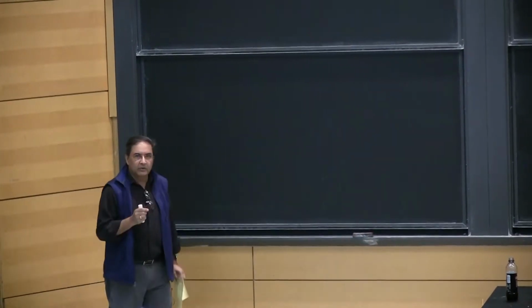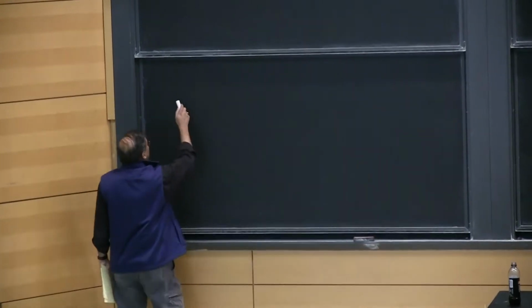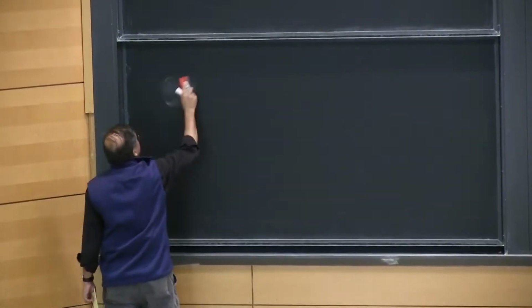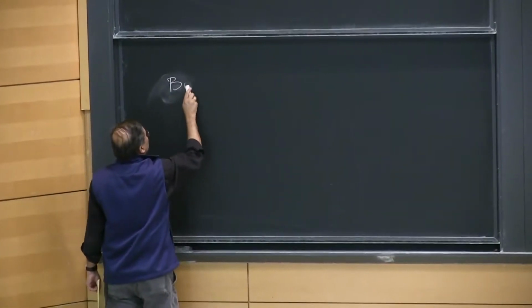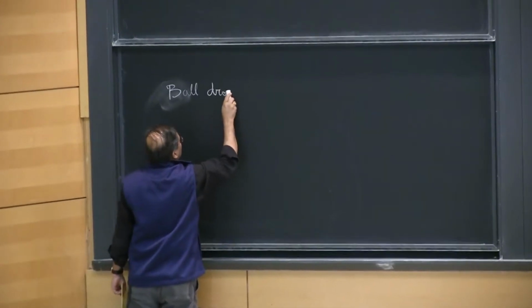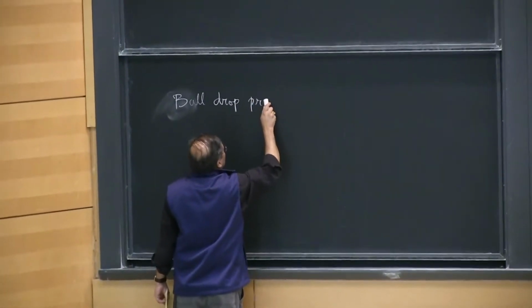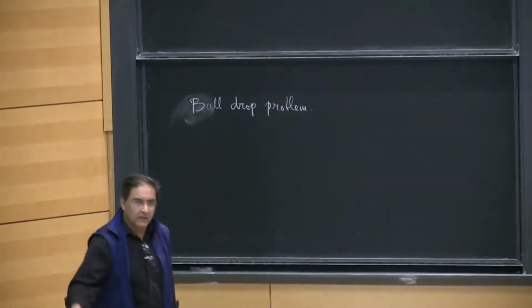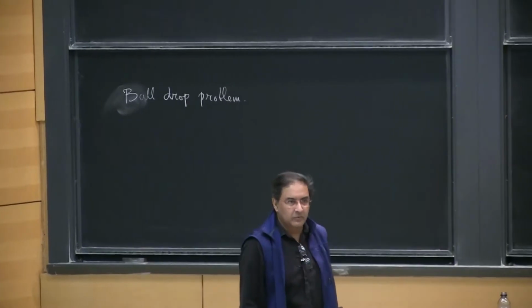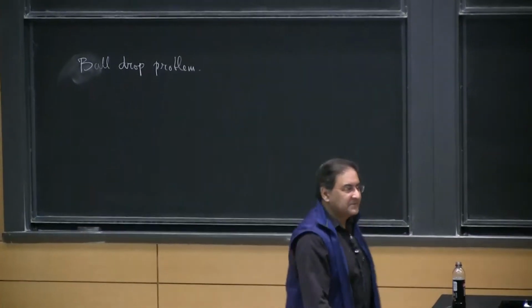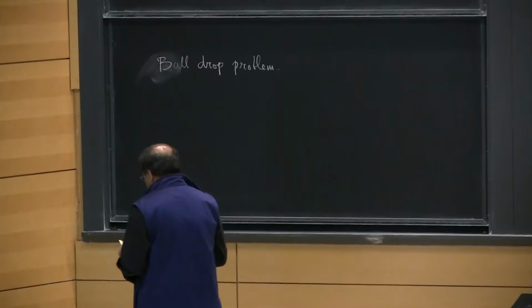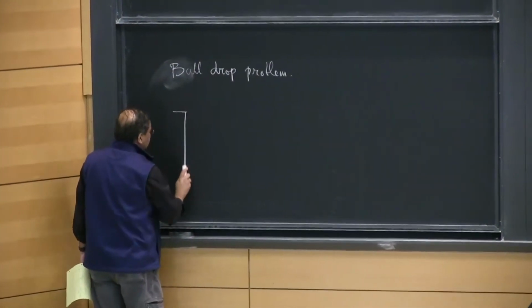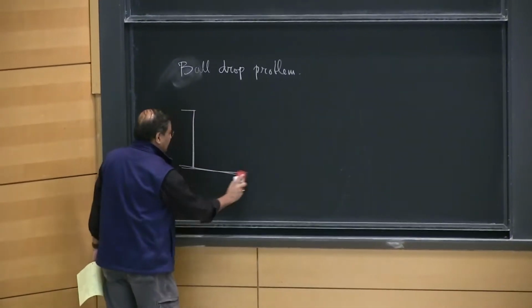So I want to do a continuation of the problem that I did last time. This is a door drop problem. Problems like this are going to pop up every now and then, very frequently in the quizzes, in the homework, in class. They are not difficult, but you need to know what to do. So essentially, you have some level, and then you have some ground level here.